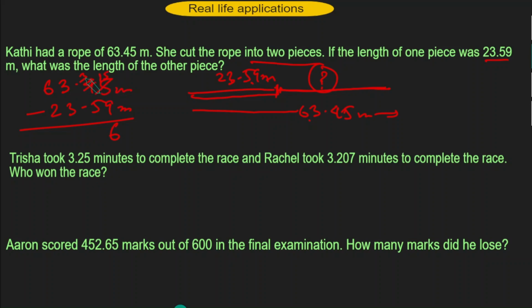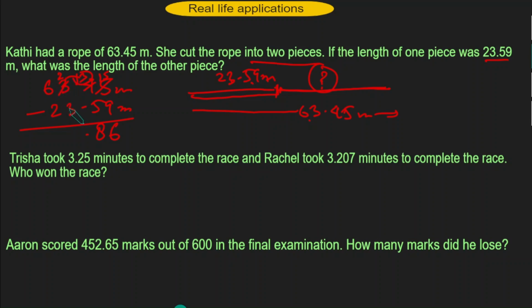It had become 15. Okay. So 3 is also less than 5. We will again borrow 1 from here to make it 13. When it becomes 13, 13 minus 5 is 8. And now because 1 already borrowed from here, it is now 2, not 3.